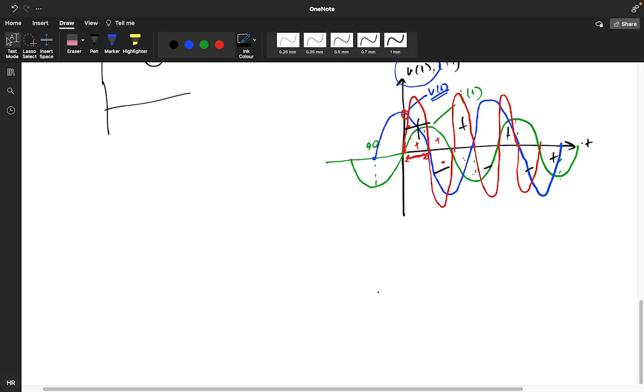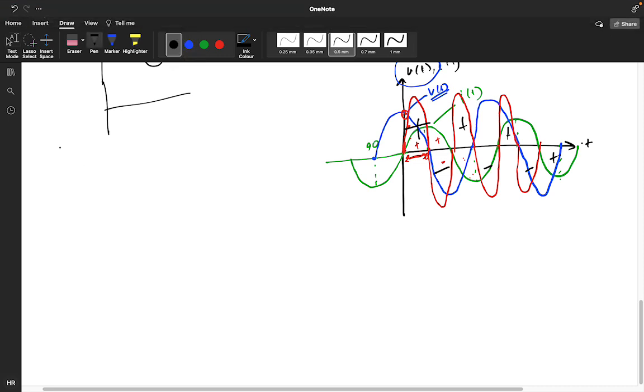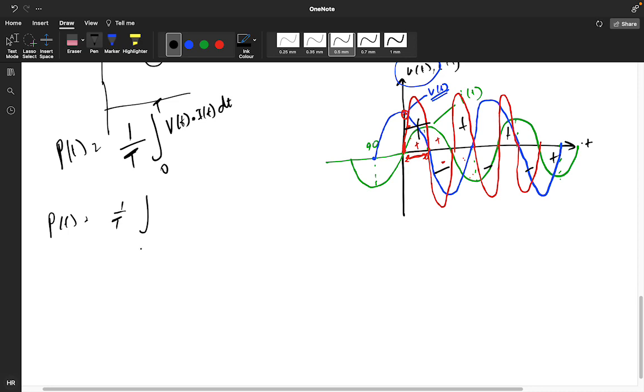So, can anyone tell me what will be the average power? Yesterday we have calculated. The average power formula is P is equal to 1 by time period, integral from 0 to T of V of t into I of t dt. This is the formula for average power. So for the inductor, 1 by time period we are taking, 0 to T we are taking.